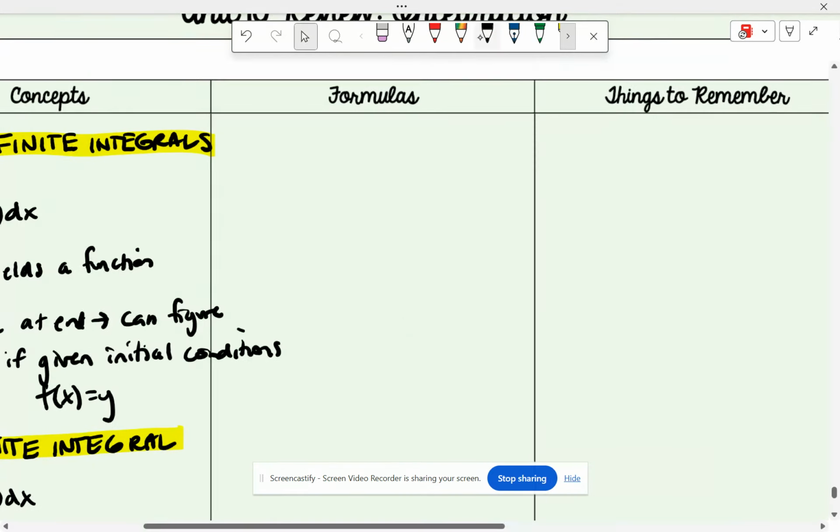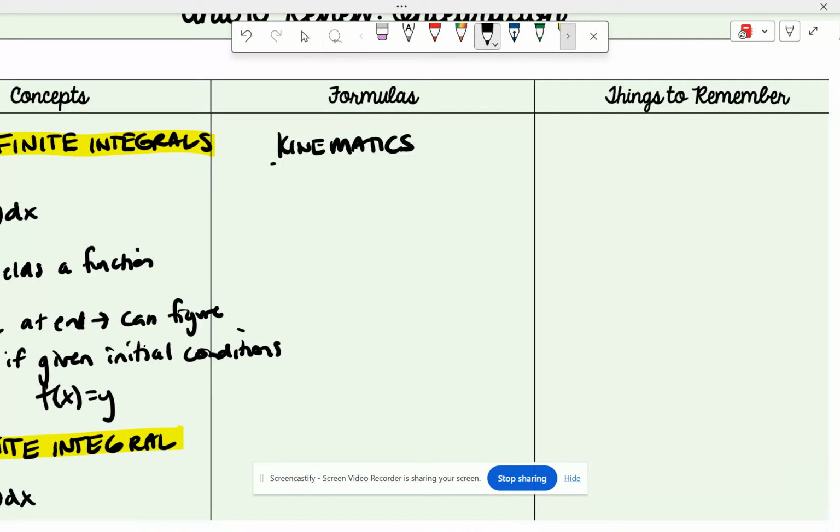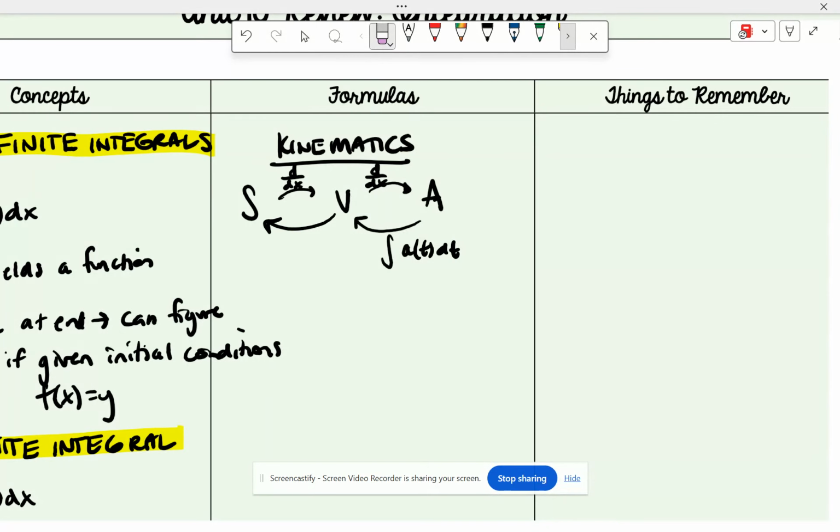Okay, kinematics. If you have S, V, A, and you want to get from one to the next, you take the derivative. But what if you want to work backwards? Let's say you're given acceleration and you want to find the velocity. You would integrate the acceleration curve to get the velocity curve. You would integrate the velocity curve to get to the position function.